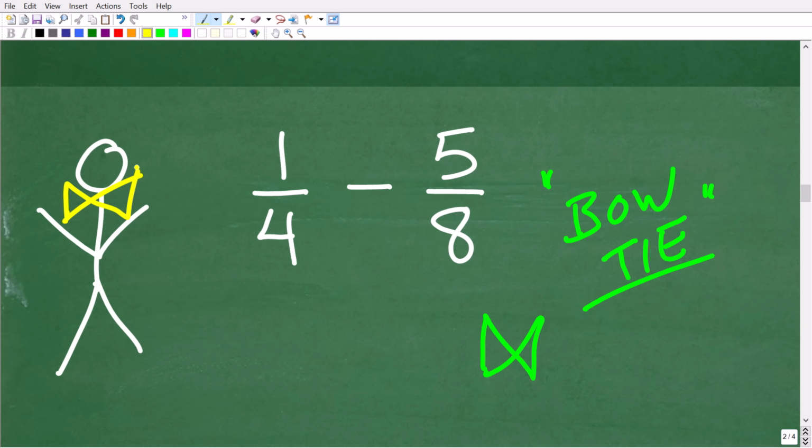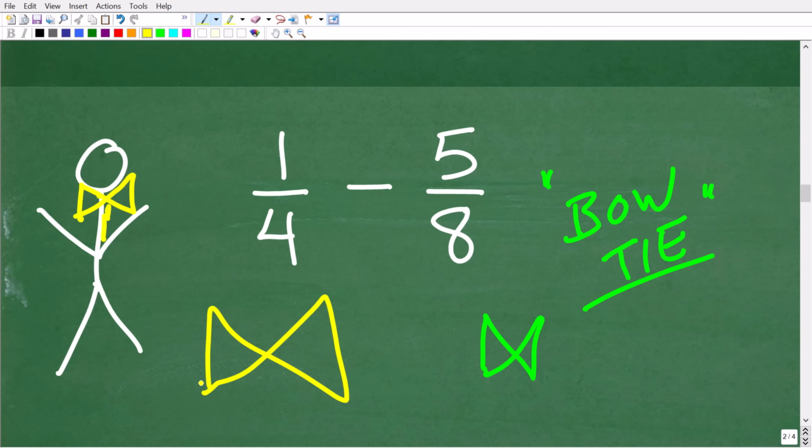Now, some of you might be saying, hey, Mr. YouTube Math Man, I bet you have a bow tie and a pocket protector and a calculator and pencils sticking out. Well, no, I do not look like that, but nothing against bow ties. I think they're pretty cool. But I want you to remember what a bow tie is because I want you to keep this pattern in mind, a bow tie pattern.